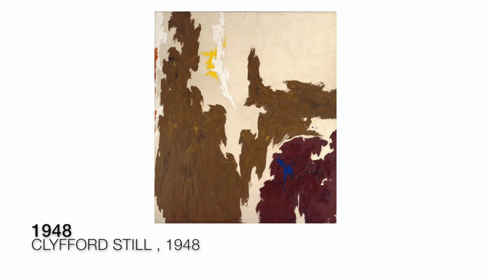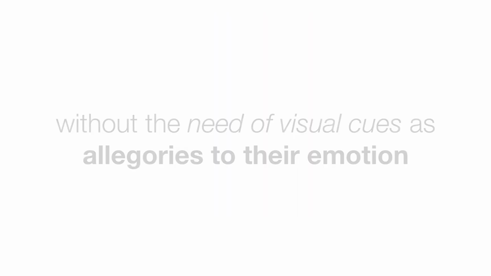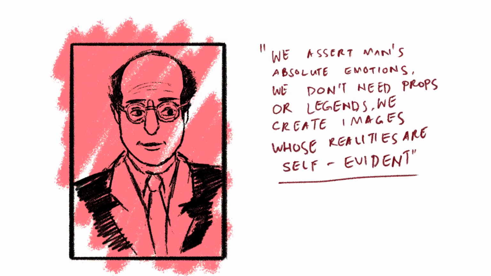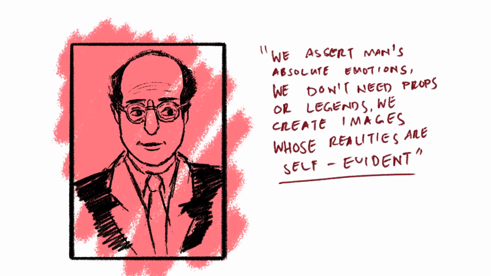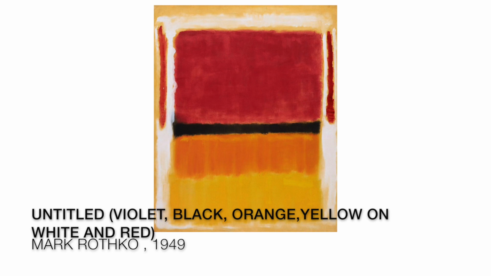Painters under this movement created work that encapsulated their emotions and psyche, without the need of visual cues as allegories to their emotion. As Mark Rothko states it, "We assert man's absolute emotions. We don't need props or legends. We create images whose realities are self-evident." Rothko, like many artists in this movement, believed in extreme emotions without the interference of visual scenery.